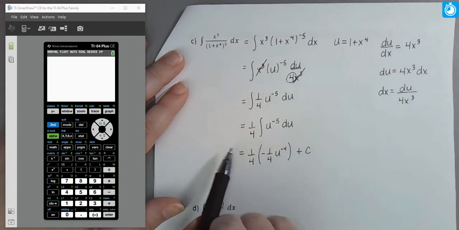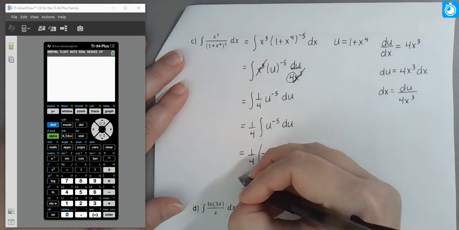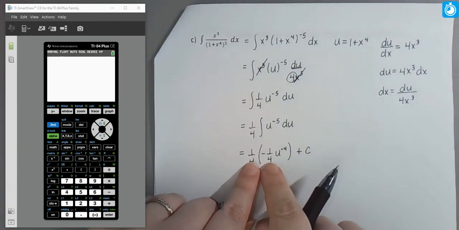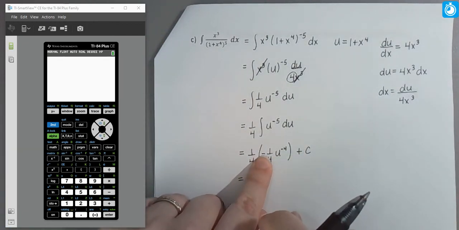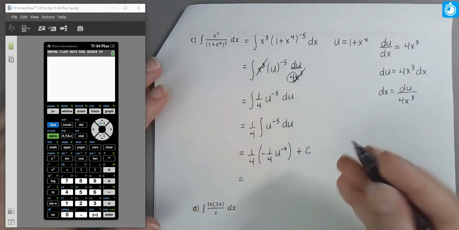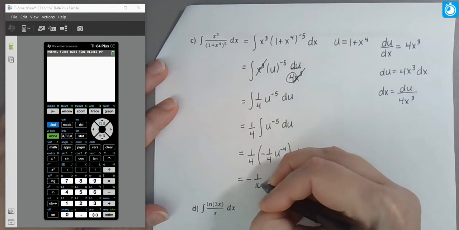Okay, so let's see if we can clean all of this up in one step. I think we can do it. So first off, when we multiply those two constants together, there's going to be a negative. So it's going to be negative 1 times 1, which is 1, 4 times 4, which is 16. So there's a coefficient of negative 1/16.